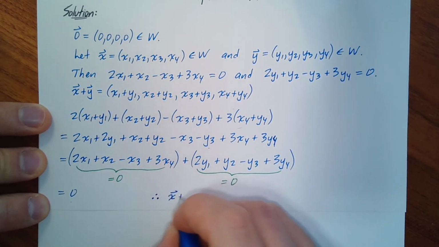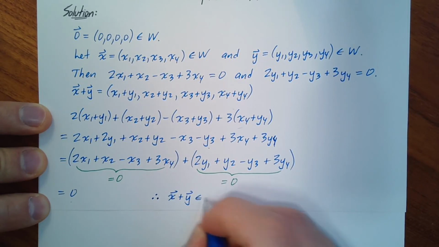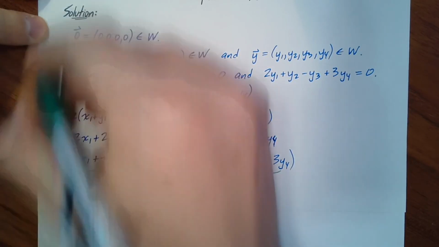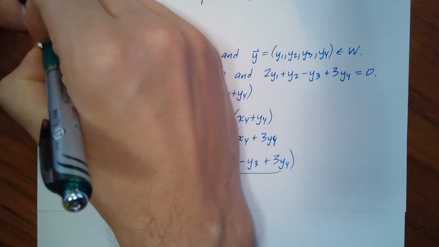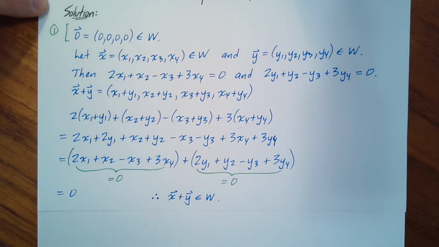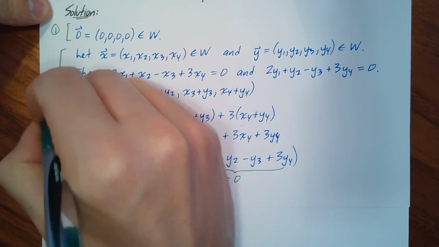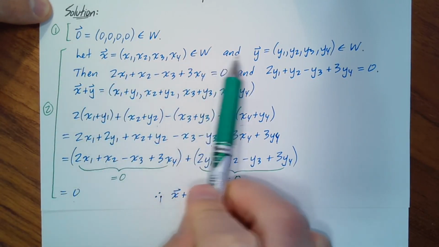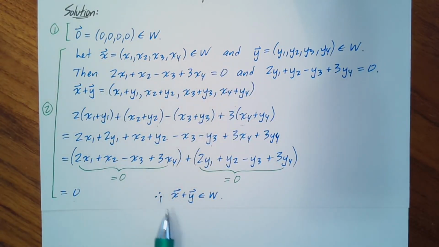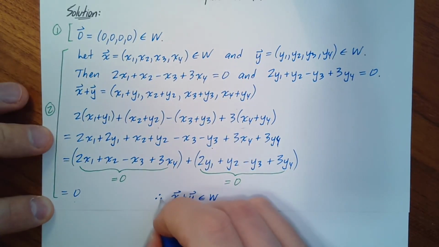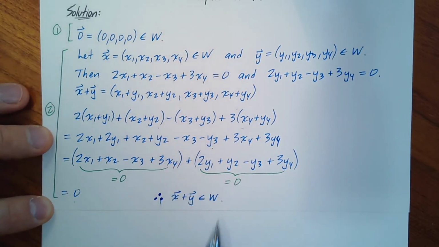So we can now say, therefore, x plus y is in W. So this is starting to look like this is going to work, and I'm starting to feel pretty confident myself. So this is the first condition. We checked that one, right? The 0 vector's in W. And now we just finished checking the second condition, because we assumed that x and y were vectors in W, and we were able to successfully prove that therefore the sum x plus y must also be in W.